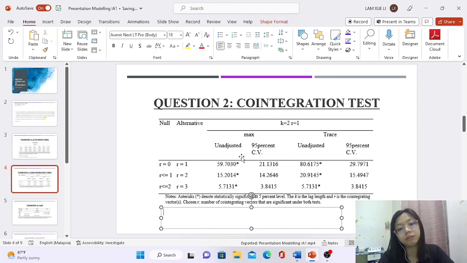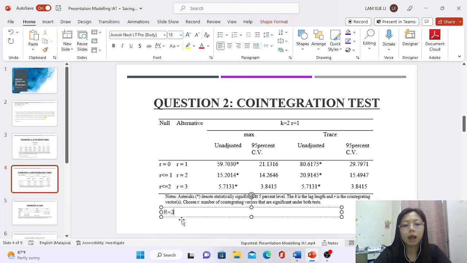The asterisk has the same meaning: significant at 5%, and we can refer to the maximum eigenvalue and trace. Both statistics suggest rejection. We compare this value to the critical value, so it is rejected. We conclude with the alternative hypothesis that R is equal to 3. What is the meaning of R equal to 3? It depends on how many variables we have. In this case, we have 3 variables, and the number of co-integrating vectors is 3. So we can say that it is full rank.